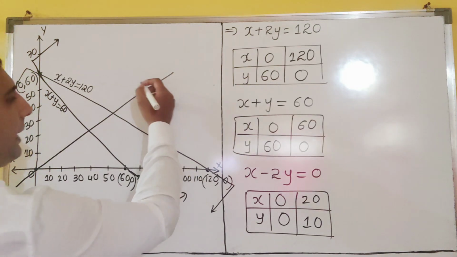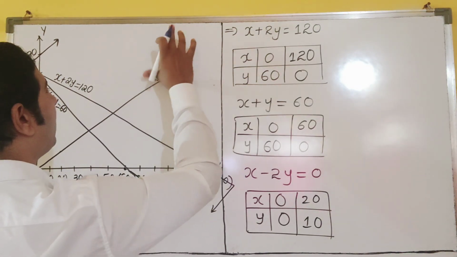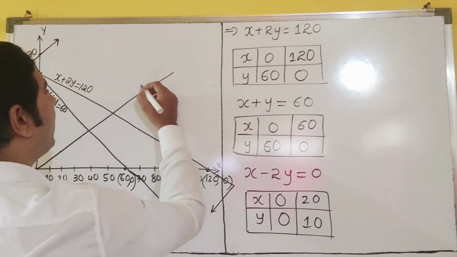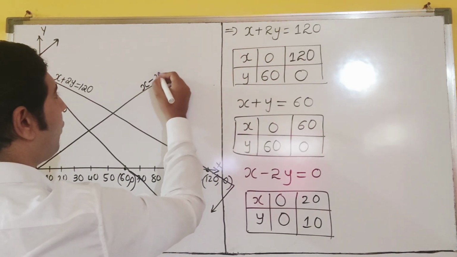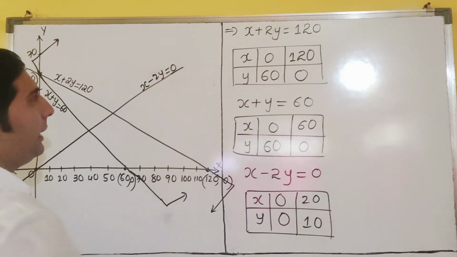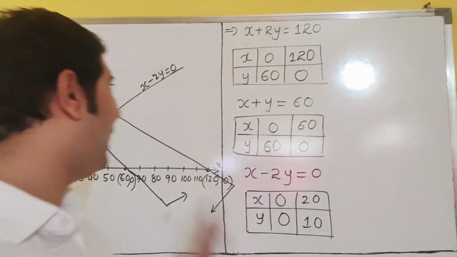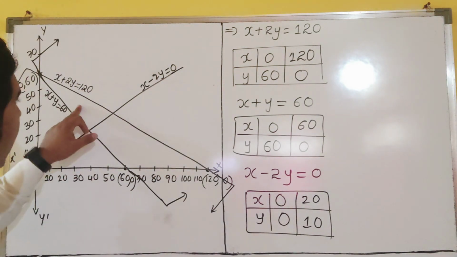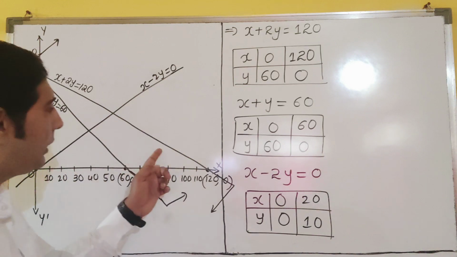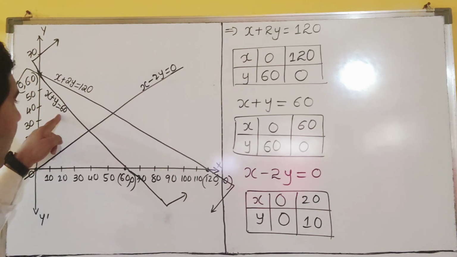So now this line is nothing but what? Okay, I will write here only on the line. So x minus 2y is equal to 0, dear students. I hope it is clear. Everyone understood? X minus 2y is equal to 0, this line. Now in this area, can you see both the lines are x plus 2y is equal to 120, x plus y is equal to 16.